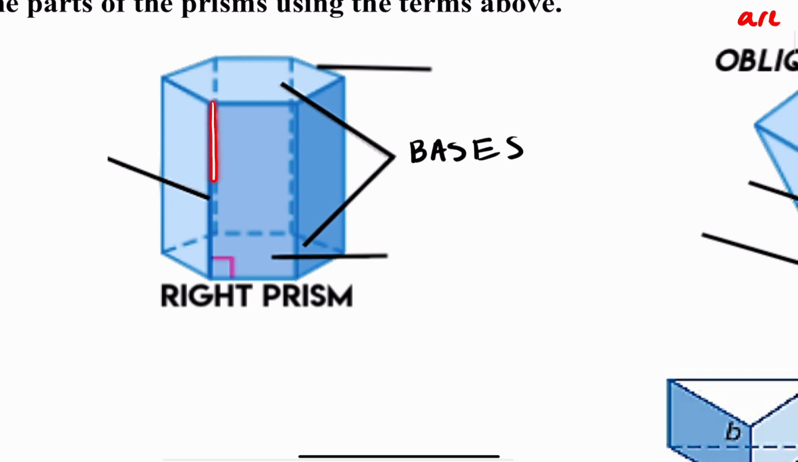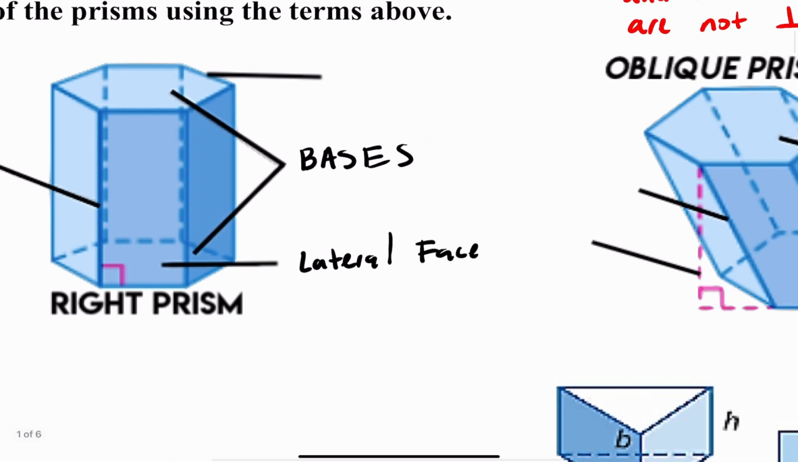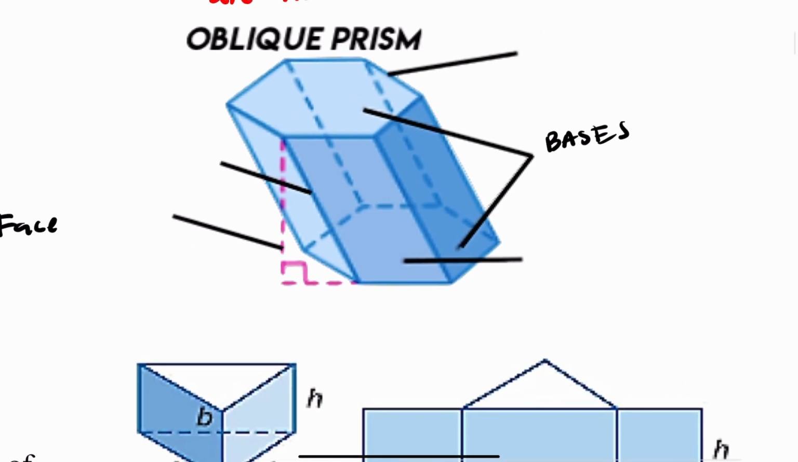So looking at this specifically, it's pointing at this face. That's an example of a lateral face for a right prism. For an oblique prism, it should be the same thing. This is a lateral face. And we know that these two things here are the bases. So again, a lateral face is not a base.